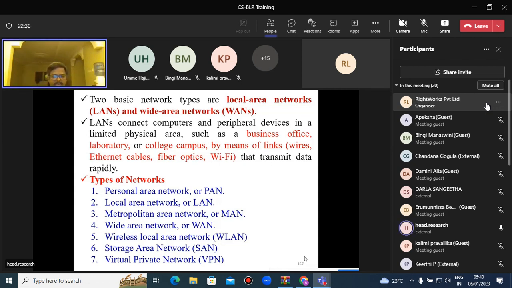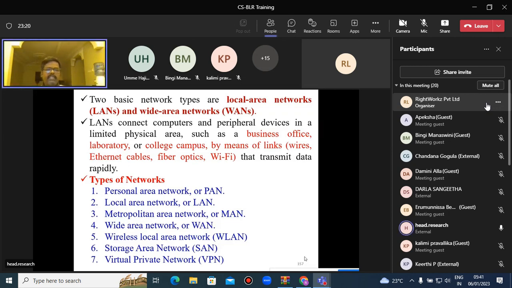You need to know how many types of computer networks there are. There are 7 types of computer networks. The first and foremost is the local area network. A local area network connects computers and peripheral devices in a limited area, meaning a very specific area, such as a college campus laboratory, business office, or any small office connected by 10 systems. Up to 100 systems, you can call it a local area network.